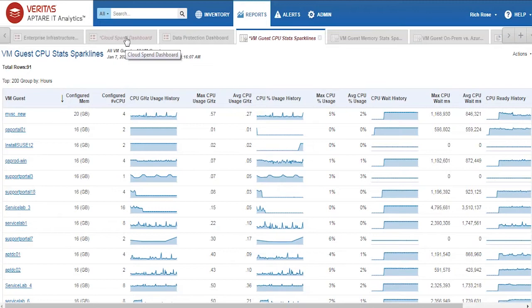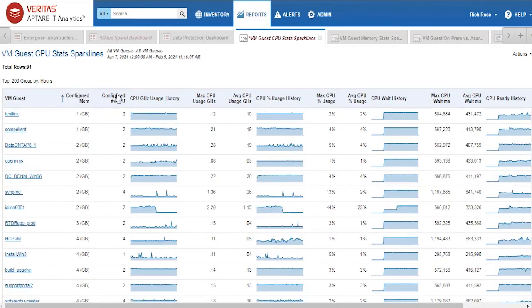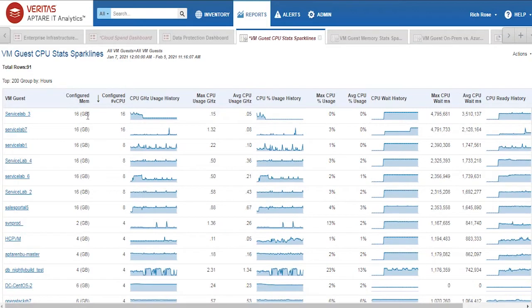So let's analyze that. Let's look at our on-prem environment. So I've got VMs here. I'm going to sort them by the number of vCPUs. And as you can see, I've got everything from 16 gigs of RAM and 16 CPUs, to some with 4 gigs of RAM and 4 CPUs.